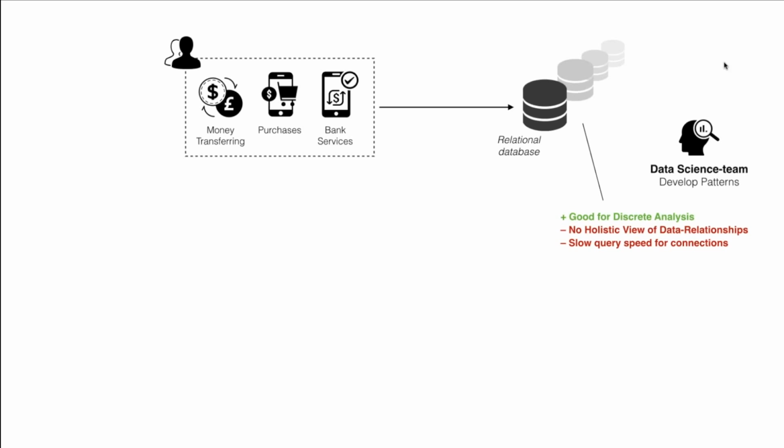And in the past, this was good for discrete analysis, as Alessandro talked about, where you're doing sort of point analysis on the data locally within one data store and not able to really traverse relationships. So you don't get a holistic view of those data relationships, and the query speeds are pretty slow, especially if you try to join across multiple tables or across multiple data stores. And so the data science team was not very useful in uncovering complex fraud schemes.